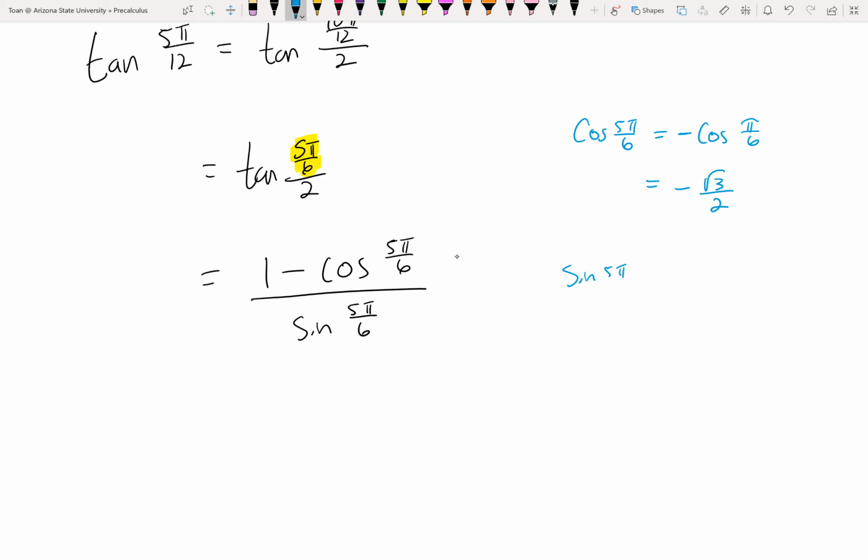Sine of 5 pi 6 has the same reference angle. That's pi 6. But since we're in the second quadrant, sine is positive. I'll leave it as positive. And sine of pi 6 is 1/2. So we have 1 minus negative radical 3 over 2 over 1/2.